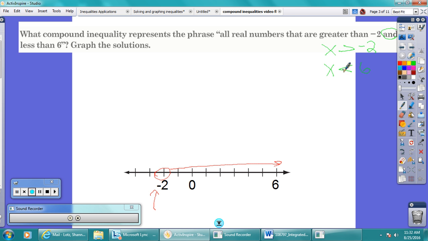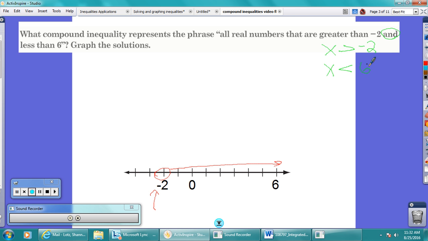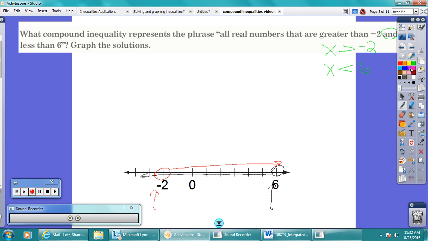Now, let's graph x is less than 6. Step 1, locate 6 on the number line. Step 2, evaluate your sign. Open circle. Step 3, plug in a number. 0 again. Is 0 less than 6? Yes. We follow our arrow. 0 is to the left of the number line. Okay, so now where is our solution?